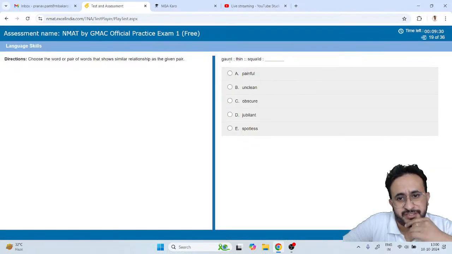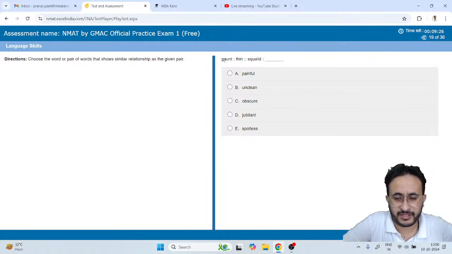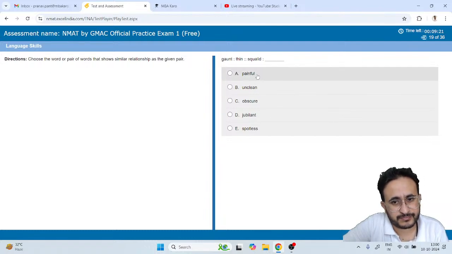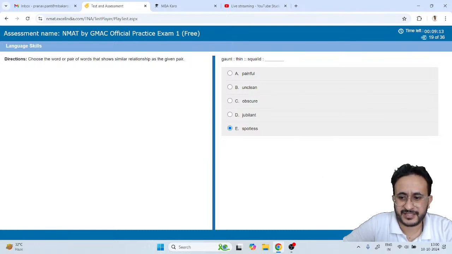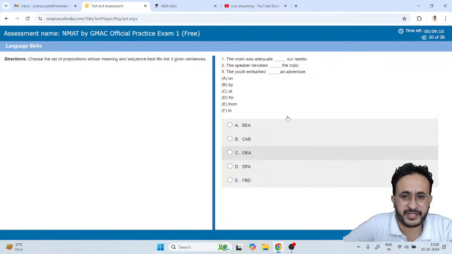Gaunt: thin, squalid. So I do not know the meaning. Gaunt possibly could mean something thick. I'm just making a random guess because I do not know the meaning. So if you do not know the meaning, just don't spend time on it.